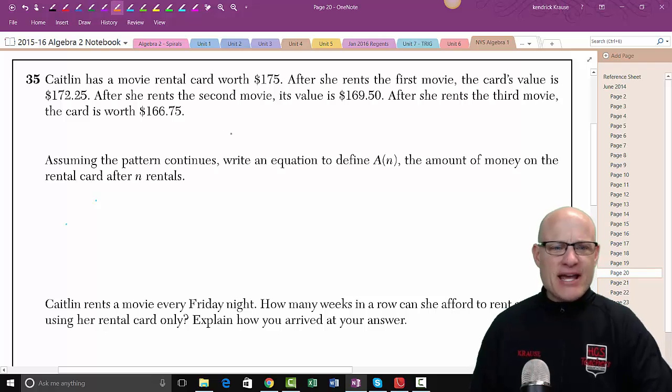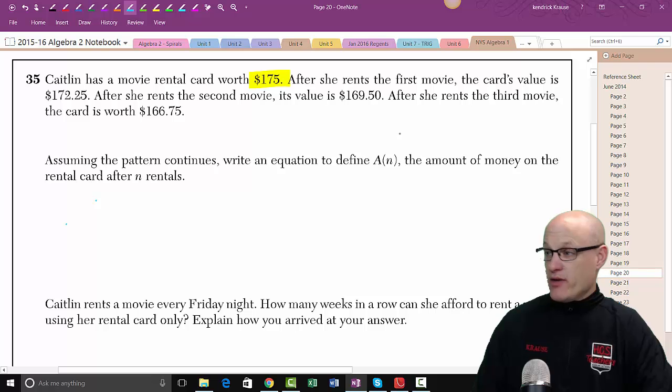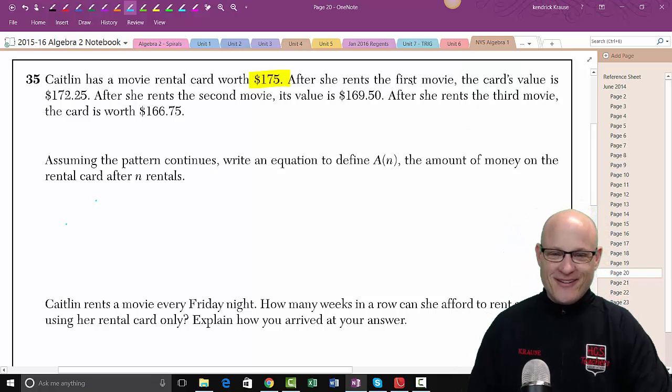All right. Caitlin has a movie rental card worth $175. Holy crap. I mean, I'd like a movie card for $175. You'd be like going to the movies. You'd like free dates forever. So, hey, Mary, would you like to go to the movies? I have a movie card for $175. Why, sure. Wait, no, not at all. Anyway, I don't know. It's early and the coffee's flowing.